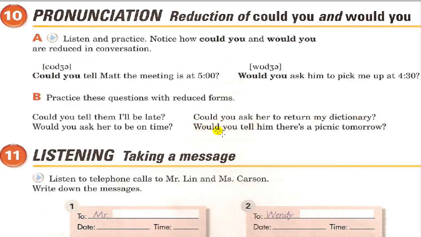Would you? L silent, would you? Tell him, tell him. Would you tell him? There is S as Z. There is a picnic tomorrow. And I can say tomorrow, morrow, like tomorrow morning. Americans say tomorrow morning. Would you tell him there's a picnic tomorrow?